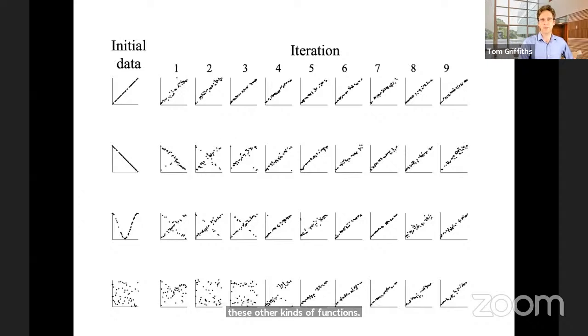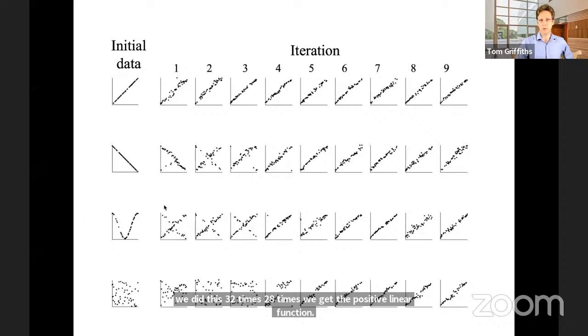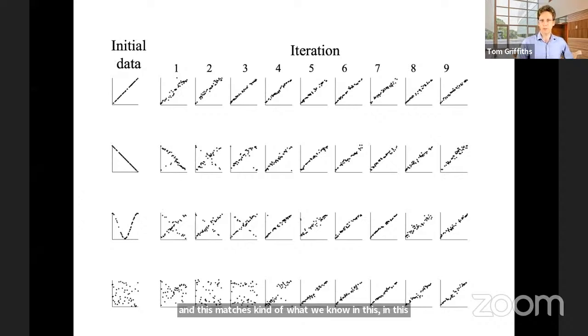You can actually see that a little bit if you look at just the first generation here. When people are making errors, they're going in the same direction as that positive linear function. They're imposing some positive linear structure on these things that don't have structure. But when you iterate that process, it gives the biases the opportunity to have a bigger and bigger effect on the outcome of the process itself. We did this 32 times; 28 times we get the positive linear function, and the other 4 times we get a negative linear function. This matches what we know in this literature about the ease with which people learn different kinds of functions.